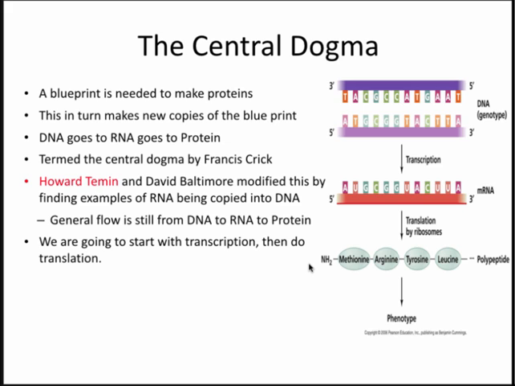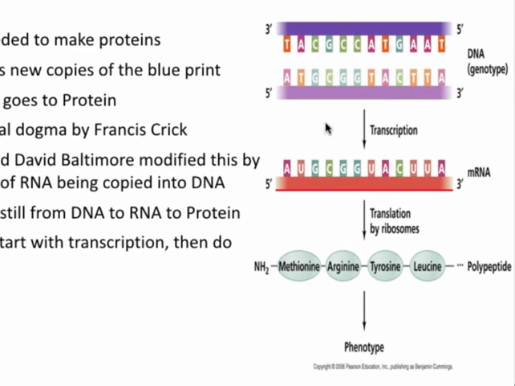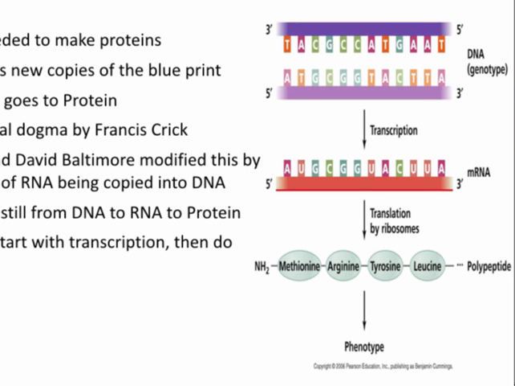Let's talk about the central dogma. It's a blueprint. As you know, a blueprint is needed to make proteins. This in turn makes new copies of the blueprint, and that's the whole deal. DNA is transcribed into messenger RNA, that's translated into proteins, and then these proteins carry out the function of the cell. One of them is to make more DNA.